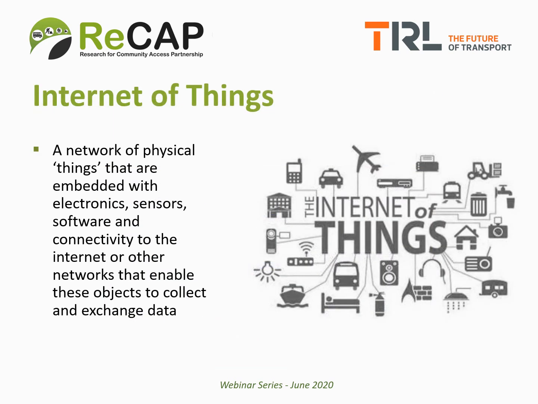The Internet of Things is a network of physical devices, vehicles, buildings, and other items that are embedded with electronics, sensors, software, and connectivity to the Internet or other networks that enable these objects to collect and exchange data. In future, sensors in vehicles traveling on rural networks could allow agencies to gauge traffic volumes and speeds on roads.